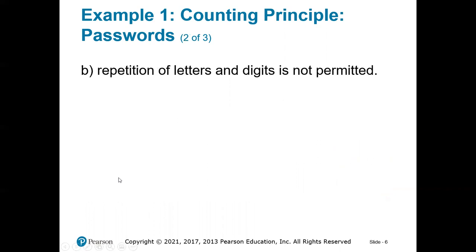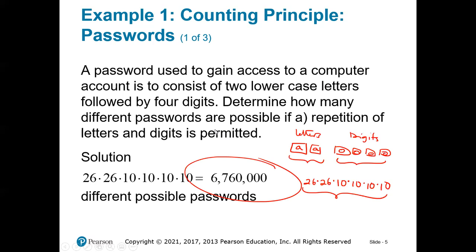Okay, let's finish this exercise. What happens now if the repetition is not permitted? That means you cannot pick the same digit twice or the same letter twice. As you can see here, when I pick, let's say, A, I cannot pick A here. So for the first letter I have 26 choices, but for the second one only 25. Why 25? Because I need to avoid picking the first letter. The same thing with the digits: for the first digit I have 10 choices, next one 9 choices, 8 choices, and 7 choices. I think you get the point here.